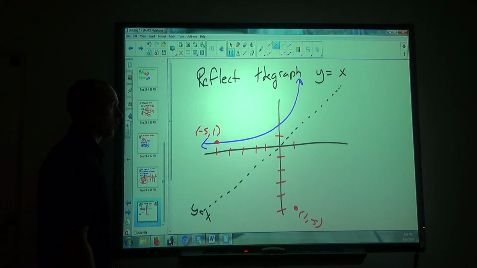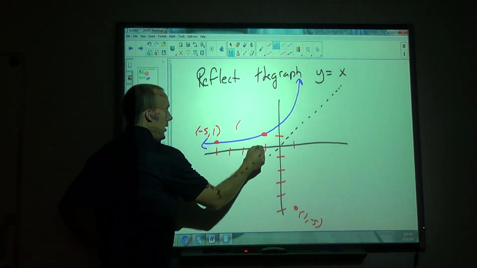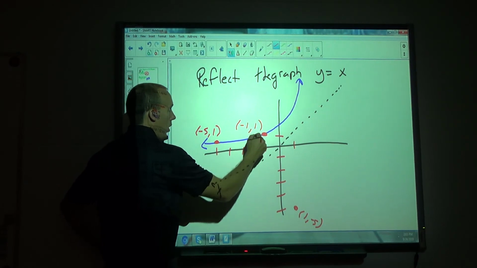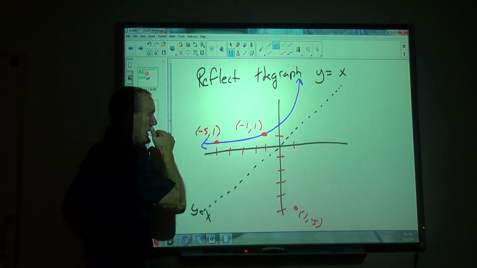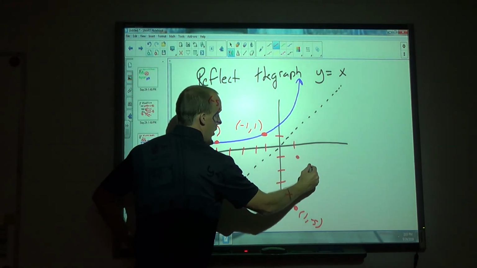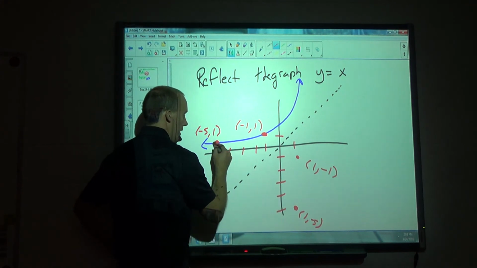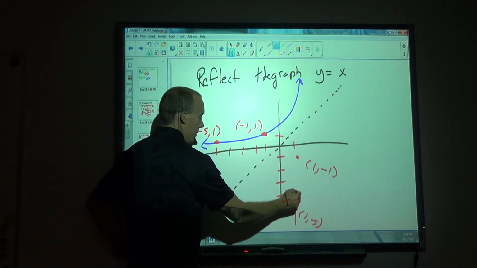And then maybe pick another coordinate like this one. What would that coordinate maybe be? -1, 1. So what's my new coordinate going to be? 1, -1. So over 1, down 1. So 1 comma -1. And then do you see how these would be connected from here to here? So then these would be connected.